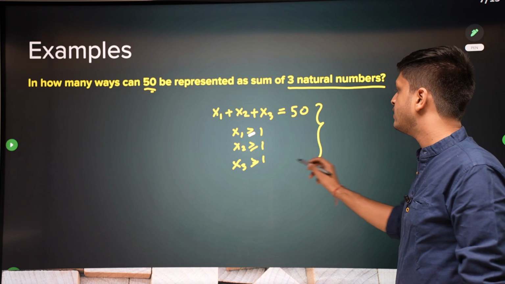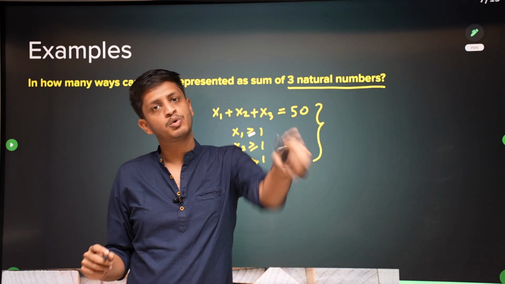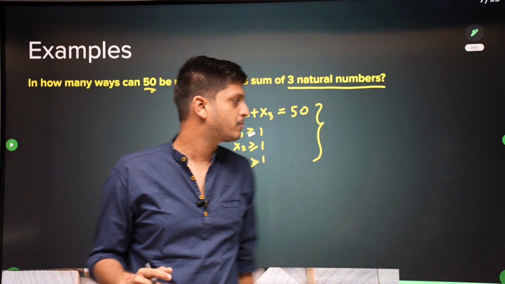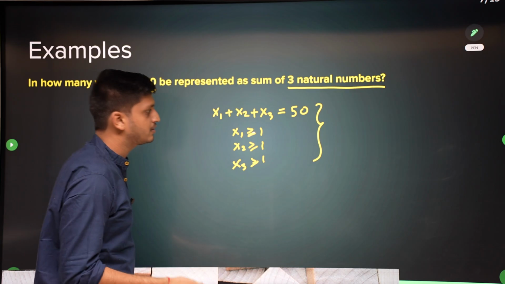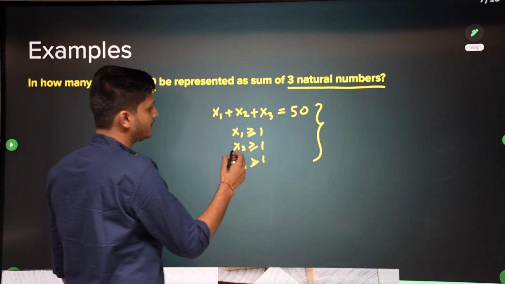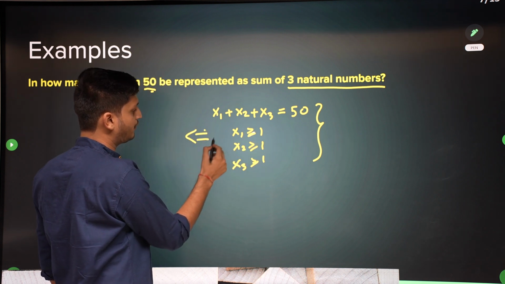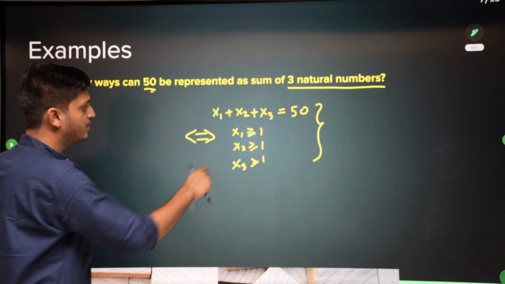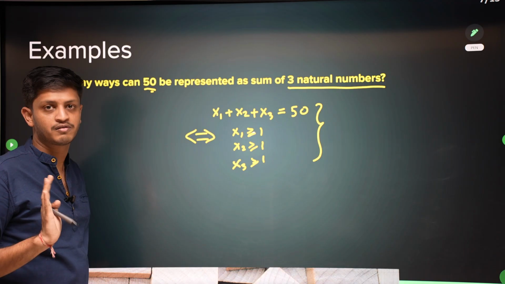Whenever a question like this comes, try to map it to the whole number problem. How? x1 can be greater than or equal to 1, right? There is a standard trick to do it. I want to map the problem to a different space in which the variables are greater than or equal to 0, not greater than or equal to 1, because that I can solve.